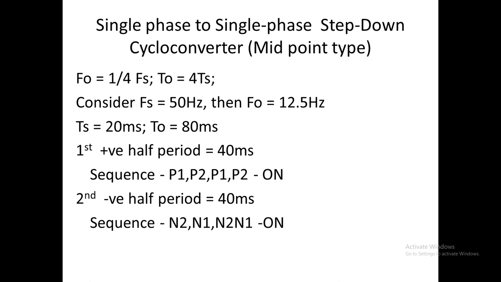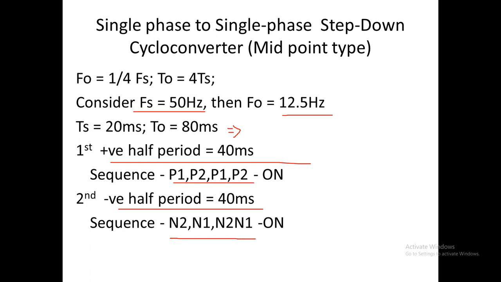Next, the step down cycloconverter for 12.5 hertz. The input frequency is 50 hertz, the output frequency is 12.5 hertz. So TS will again be 1 by 50, 20 milliseconds, and 1 by 12.5 hertz will be 80 milliseconds. So 40 milliseconds will be the positive half, and 40 milliseconds the negative half cycle. So for 4 times 10 milliseconds we have to trigger the positive groups, and for 4 times 10 milliseconds we have to trigger the negative groups.